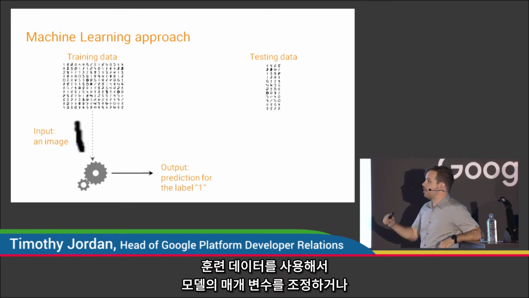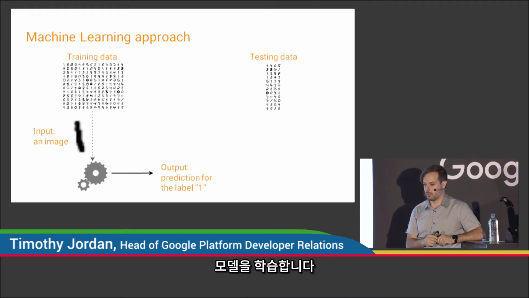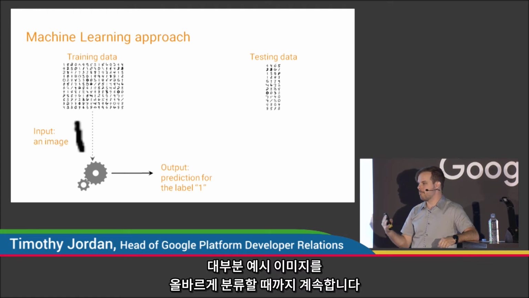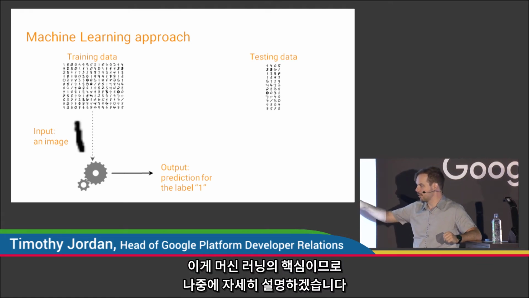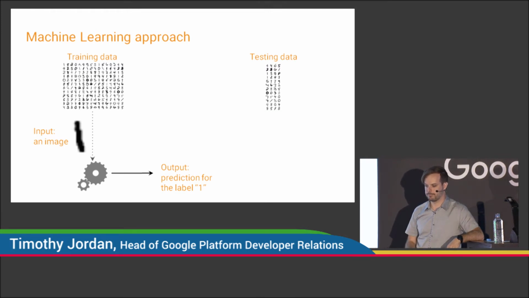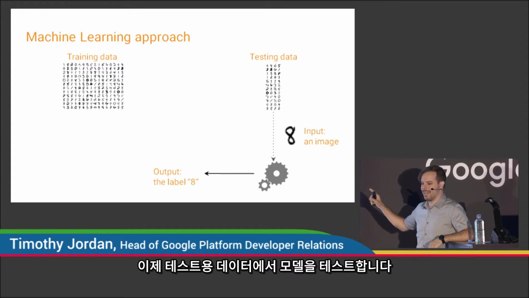We'll then use the training data to adjust the parameters of the model, or to learn them, until it's able to classify most of the examples correctly. Now, this is the heart of machine learning right here, and I'm going to talk about this in more detail. We'll then test the model on our test data.